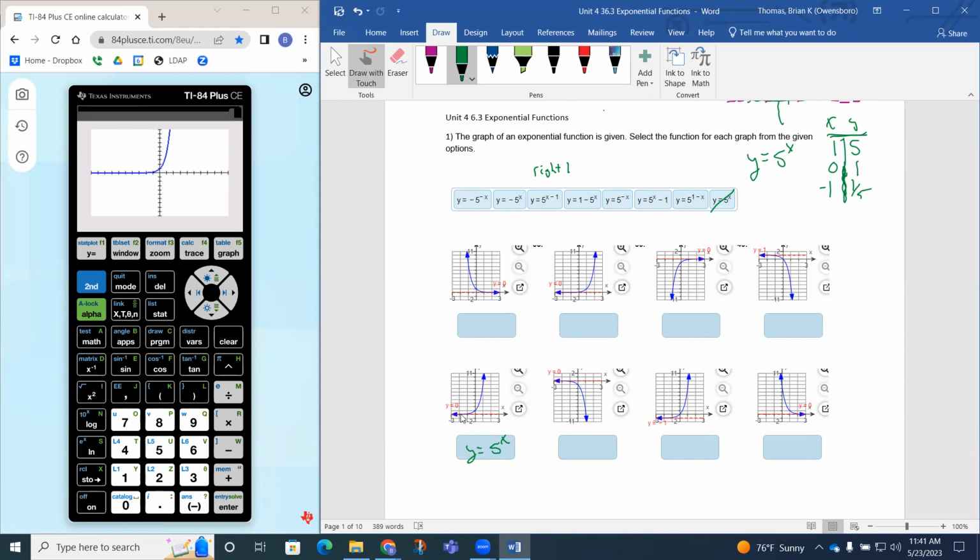That's all I'm really looking for. The graph should still have the same shape here. So this one's opening the wrong way. This one, notice that the x-axis is down here.